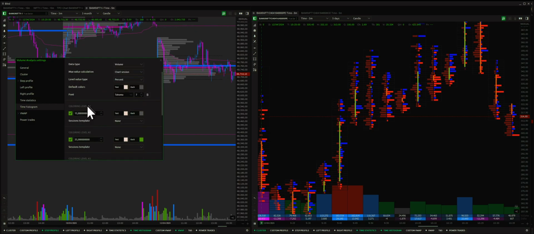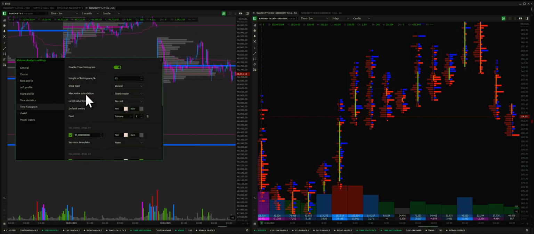So if you see, the first thing I do is I set it up to, again, this is volume, and the max value calculation is for the chart session. Okay, if you do it daily, you will see that everything is gray, and then you'll have to change the percentage as well.